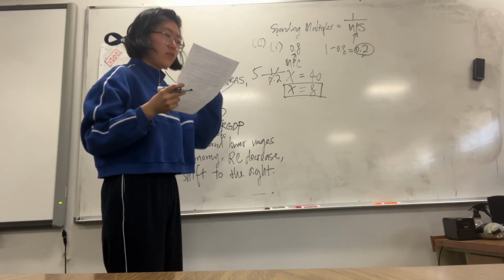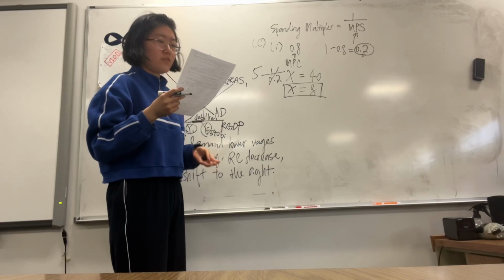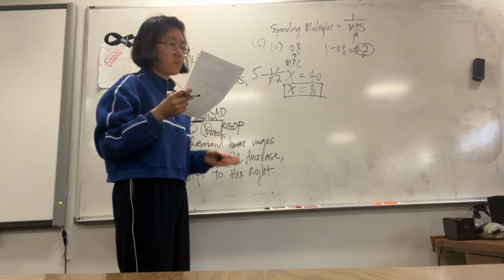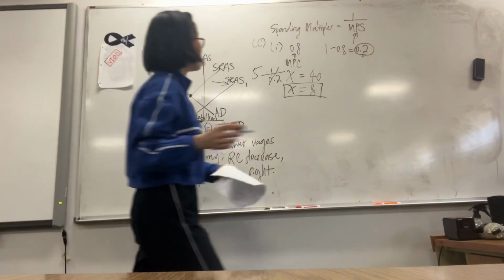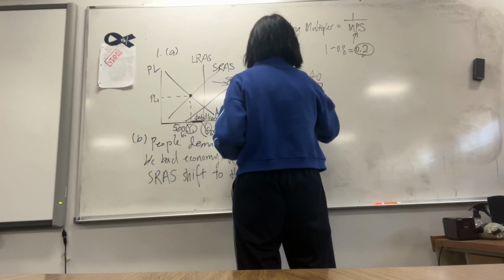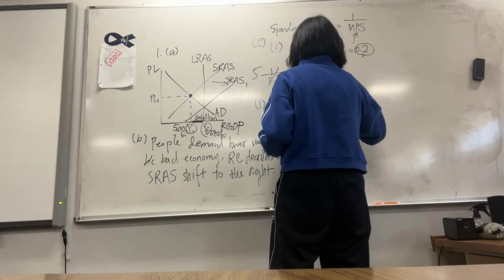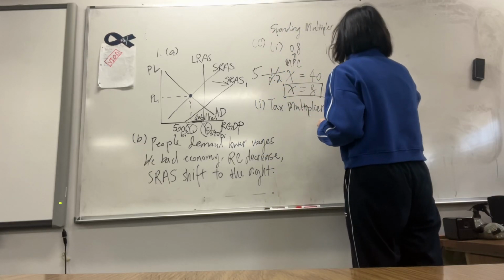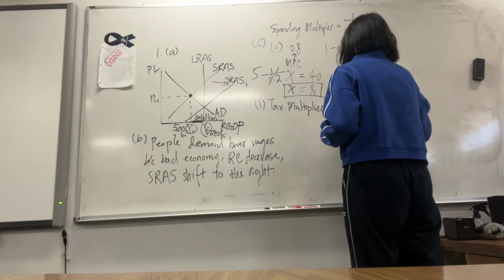Okay, so let's move on to C part 2. Calculate the minimum change and indicate the direction of changing taxes required to shift the aggregate demand curve by the amount of the output gap. Okay, so this requires the tax multiplier. So remember, tax multiplier is going to be equal to negative marginal propensity to consume divided by marginal propensity to save.